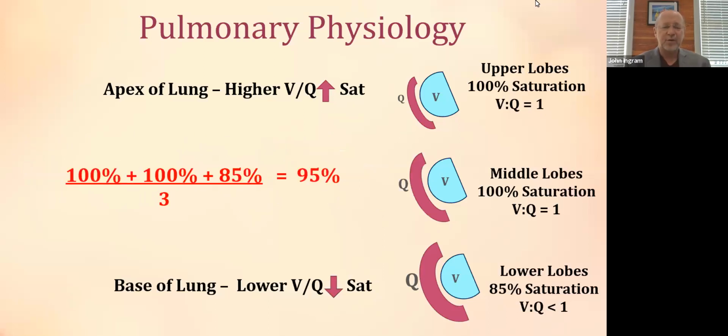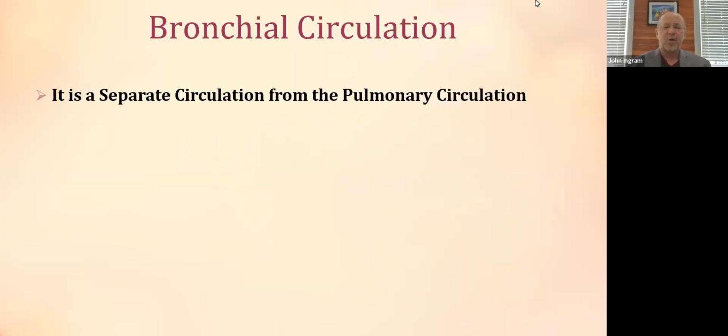If you take the average of these three, 100% upper lobe, 100% middle lobe, and 85% lower lobe, you end up with what we do have, which is about a 95% arterial saturation in our system. Now let's talk about the bronchial circulation and the role that it plays.